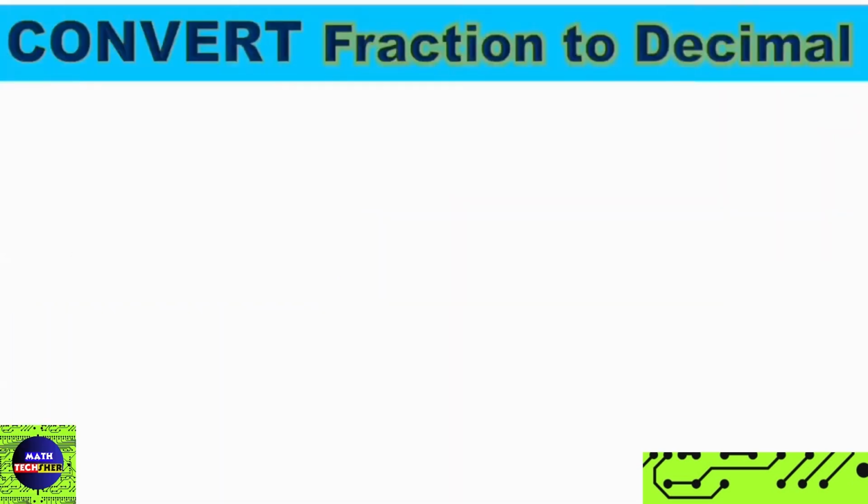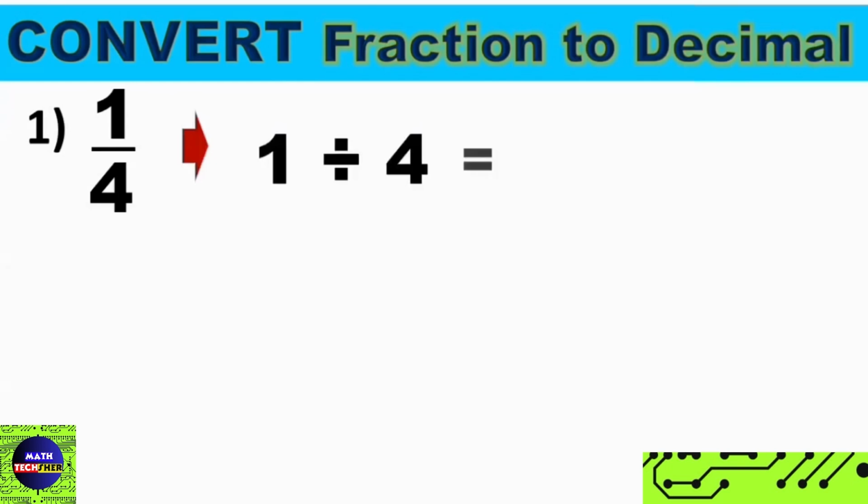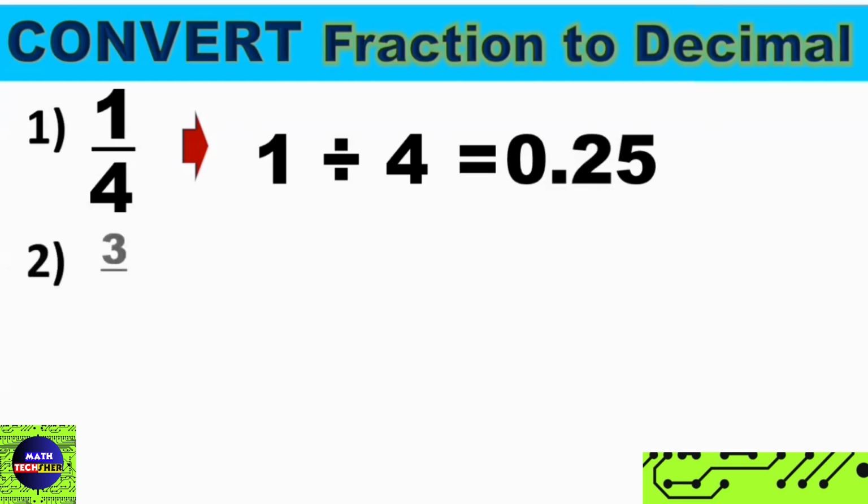Okay, let's have another example on how to convert fraction to decimal. We have number 1, 1/4. Okay, so 1/4 convert to decimal. We're going to divide 1 divided by 4 and it is equal to 0.25. So 1/4 is equal to 0.25.